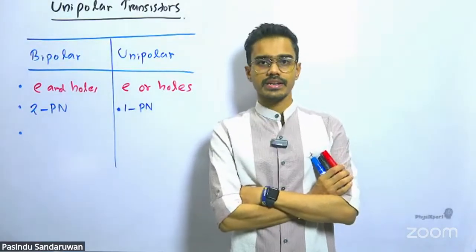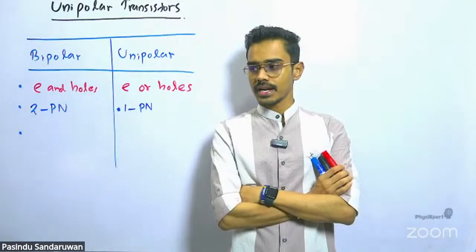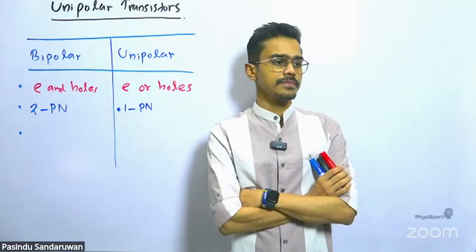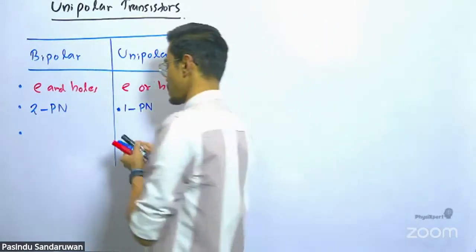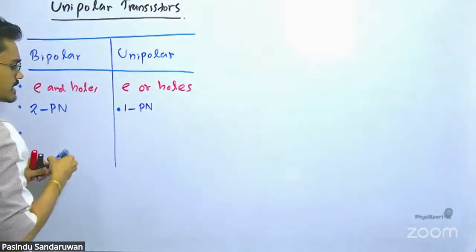Right? On the unipolar side, there are two types: N channel and P channel.